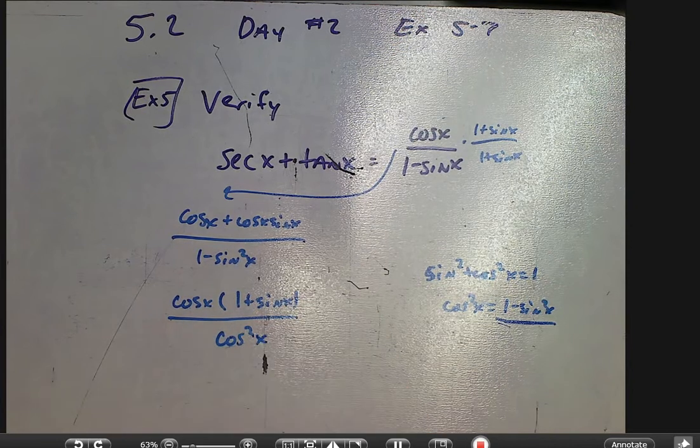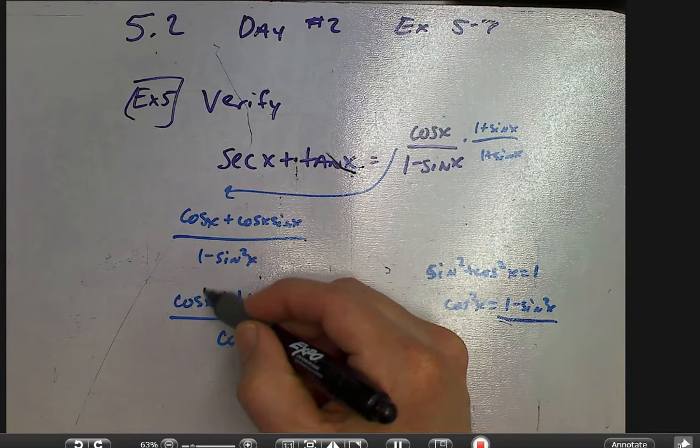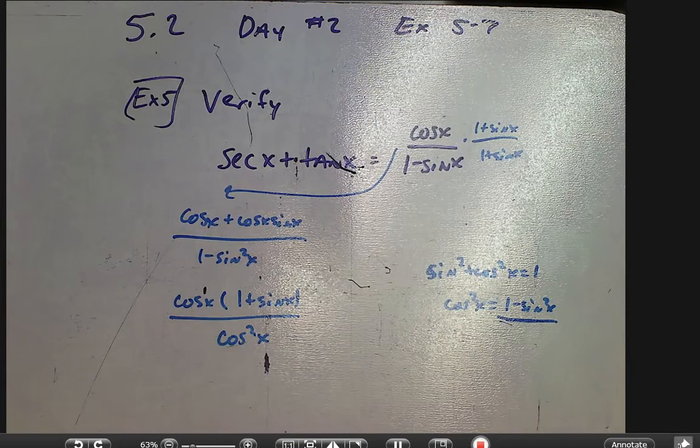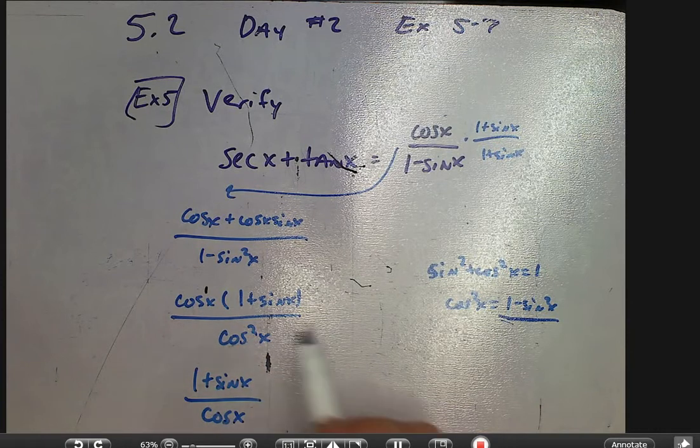Okay. Well, now I notice that I can cancel this out. This is actually cosine to the first of x. And so it's going to cancel one of the cosines on the bottom. So that's going to leave me with 1 plus the sine of x over the cosine of x, because this is kind of like x over x squared, and one of them's going to cancel.